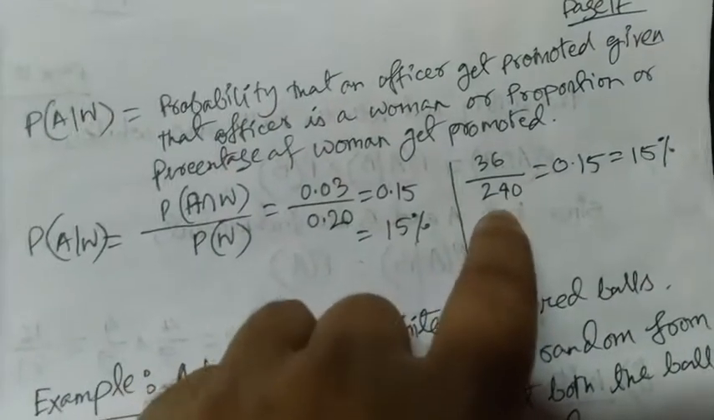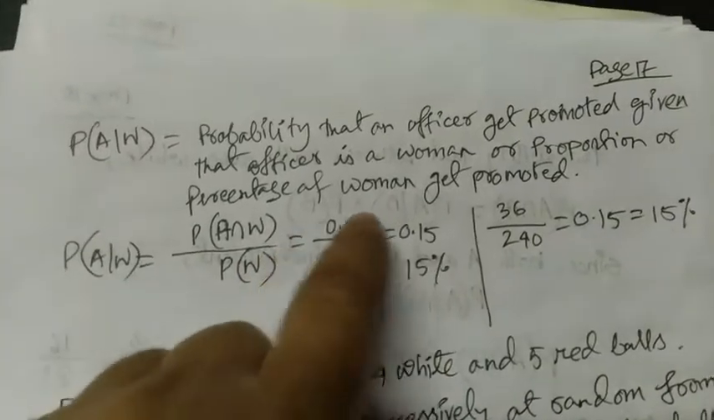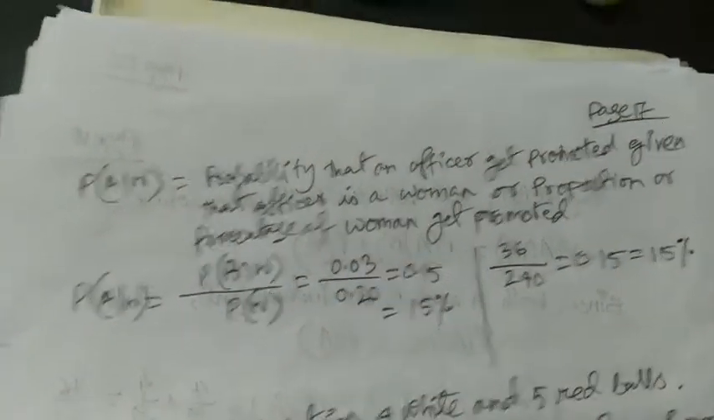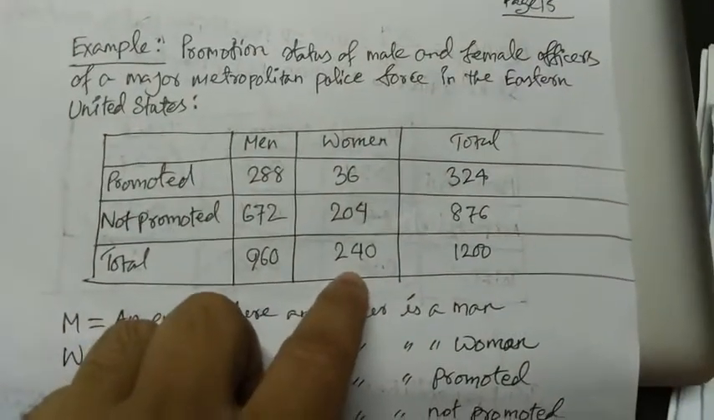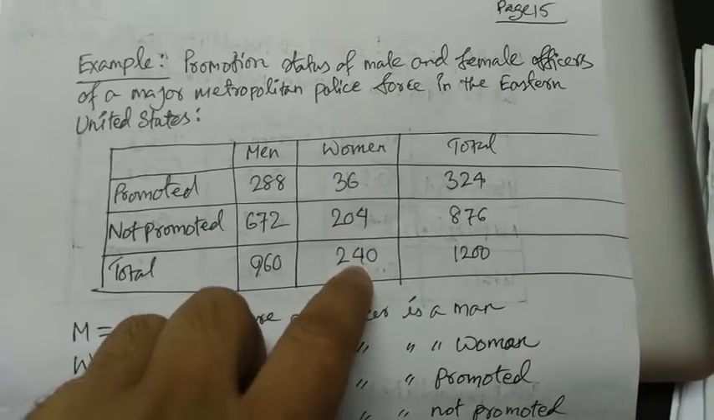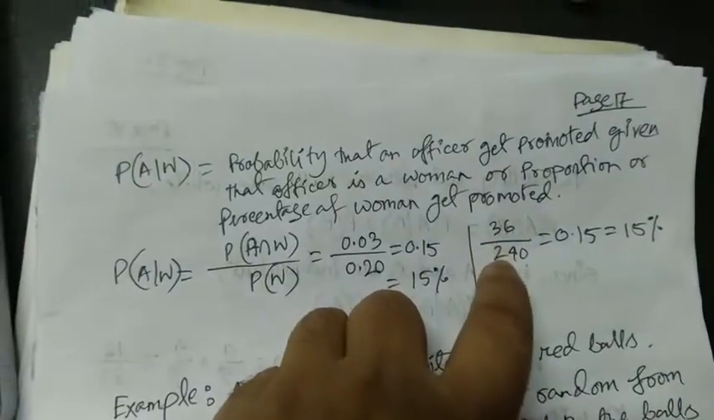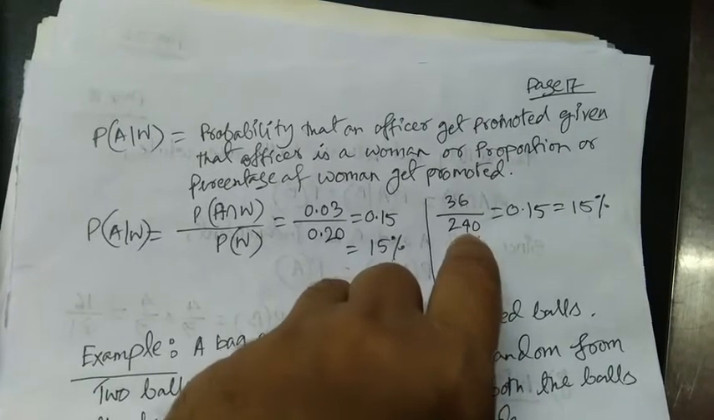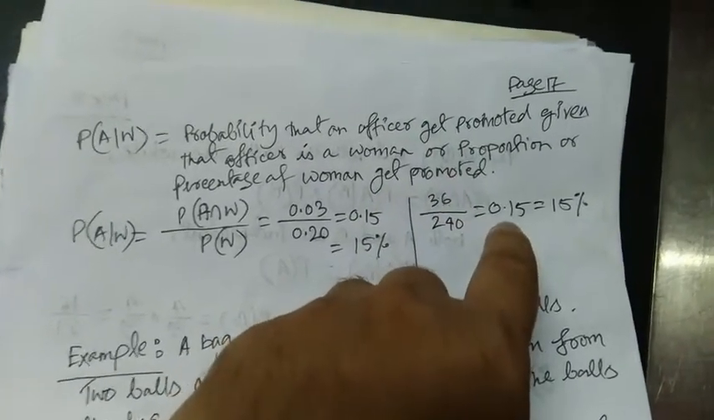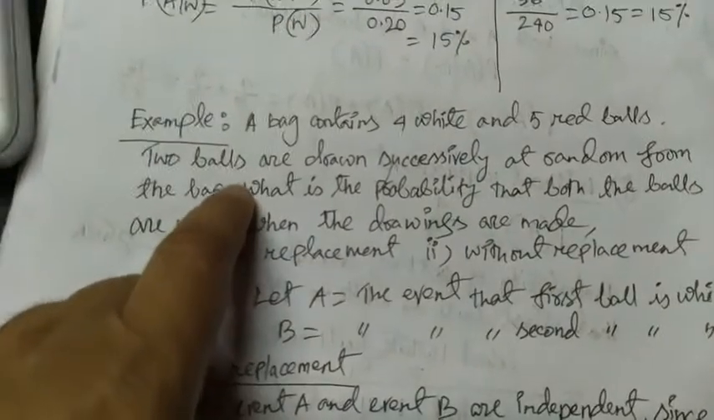In another way you can do it, that means out of women police officers, how many got promoted? As you can see here also from page 15, out of 240 women police officers, 36 got promoted. So by doing this you can also find it. 36 divided by 240, so that means out of 240 women police officers, 36 got promoted. So this is the same answer, 0.15, that is 15%. So now let us move to the next example.